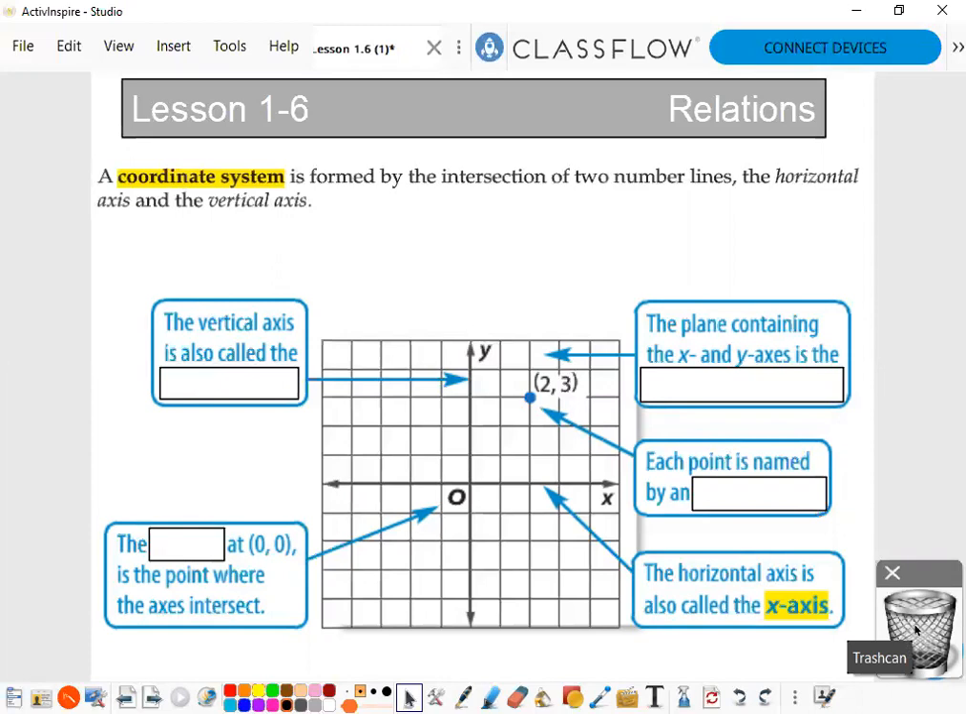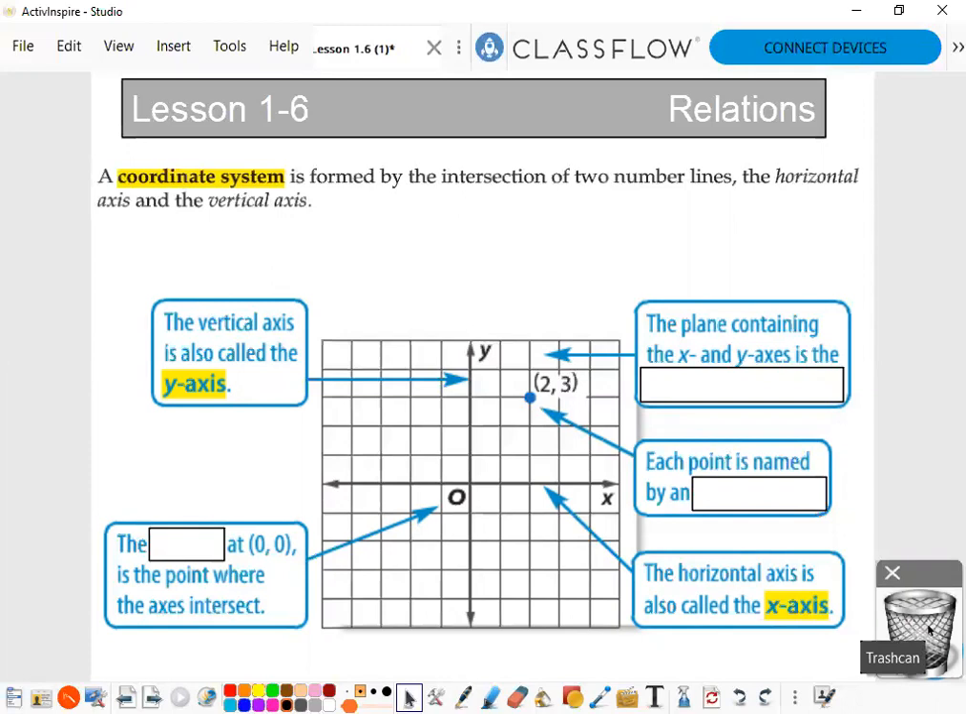Now I'm going to go top left. The vertical axis is also called the, you could probably guess it at this point, y-axis. Right, x-axis, y-axis, that forms your graph. That should sound kind of familiar.